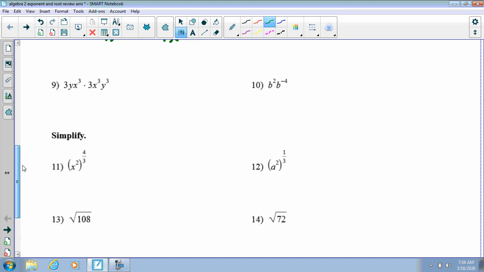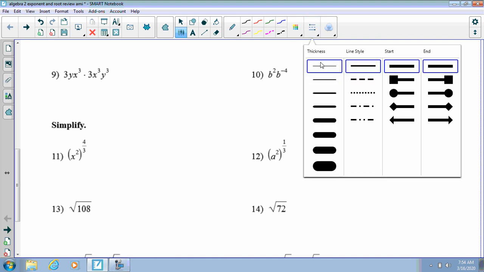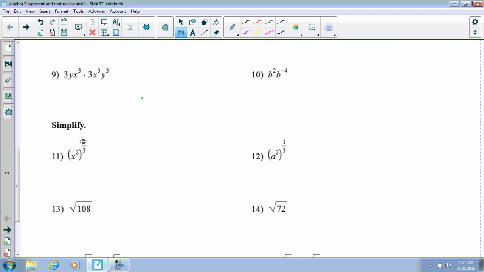Alright, so we'll skip to number 11, a power to a power. We've already talked about that, but I threw in some fractions, so I want to make sure everybody's clear on what to do. So when you do a power to a power, just like before, you're going to multiply those numbers together. You can do that in the calculator if you want to, or you can do that in your head. It's 2 times 4 thirds. 2 times 4 is 8, and we leave the 3 on the bottom. So x to the 8 thirds. Same thing on number 12.